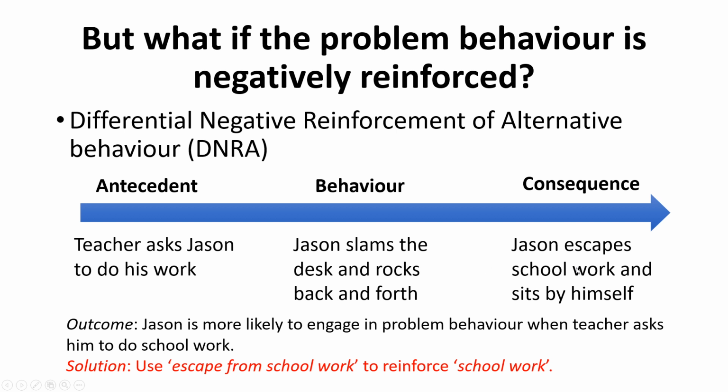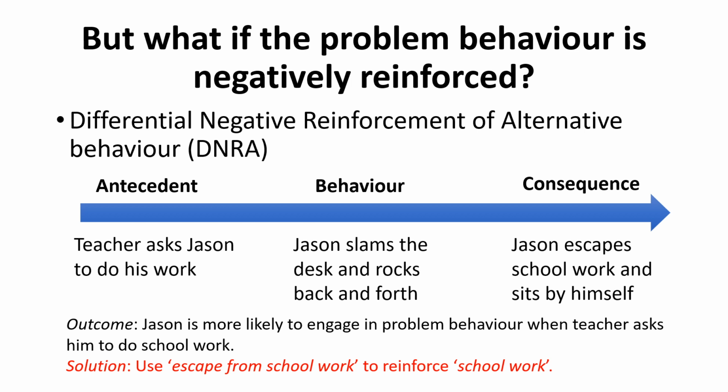So the consequence is that Jason escapes from doing the schoolwork and gets to sit by himself, which he finds reinforcing. So our outcome in this scenario is that Jason is a lot more likely to engage in problem behavior when the teacher asks him to do schoolwork, because it leads to this desirable consequence of getting out of doing the schoolwork and getting to sit by himself. So our solution would be that we can actually use this negative reinforcer of escaping from schoolwork to reinforce schoolwork. In this scenario, we can give that reinforcer of getting a break whenever the schoolwork is completed.